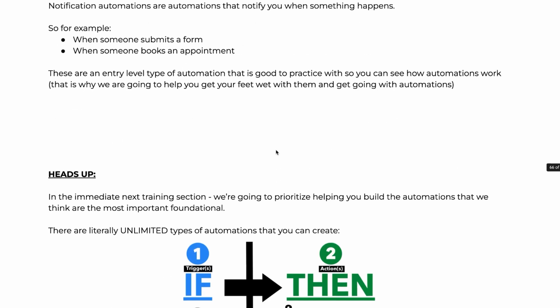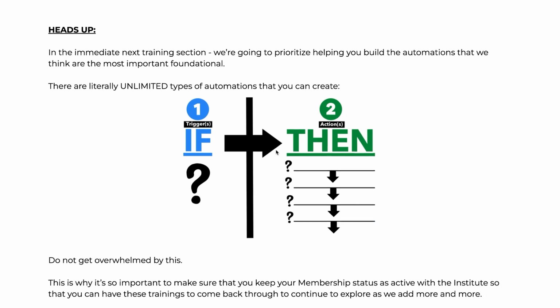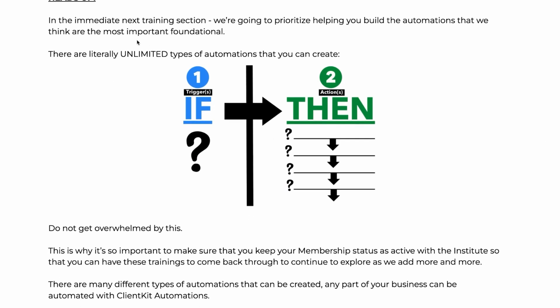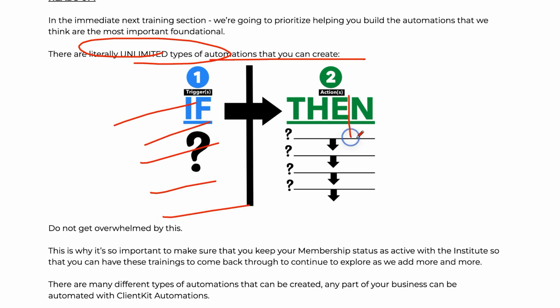Now, heads up, in the next immediate action steps, what we're going to show you in the next training sections is we're going to help you prioritize which automations you're actually going to use inside of your business. Because like I said, there are literally unlimited types of automation that you can create. So many if this, if that, if this, do this, do this, do this, right? You do not want to be overwhelmed by creating too many automations. You want to stick with exactly what you're going to use.